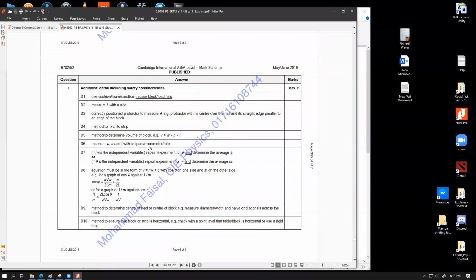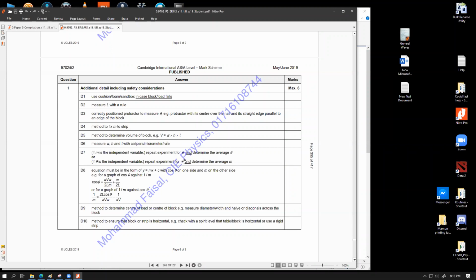Measure the WHL with calipers, some micrometer rules. So you have to mention the equipment over here, which I didn't mention. I mainly mentioned that you have to do it in multiple places and take the average for better results. But you have to mention the equipment as well as for the mass scheme. If M is the independent variable, repeat the experiment for theta and determine the average theta.